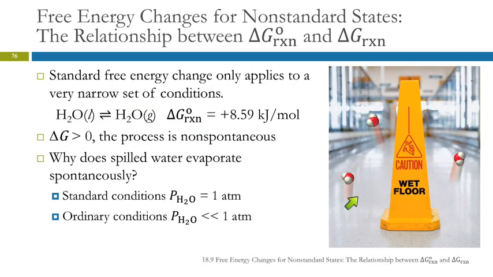Is water on the floor in a normal room standard state? No, it isn't. Because what's the standard state for a gas? A pressure of 1 atmosphere. The pressure is 1 atmosphere in the room, but the partial pressure of water is much less than 1 atmosphere, right? So under ordinary conditions, the partial pressure of water is much less than 1 atmosphere. And so that's going to change delta G for this process.